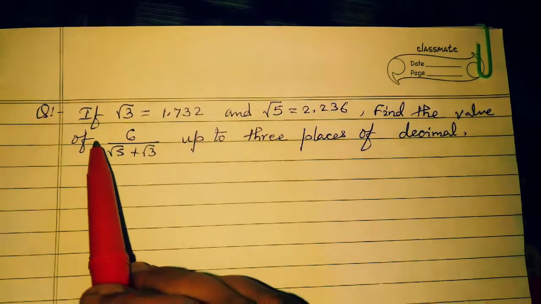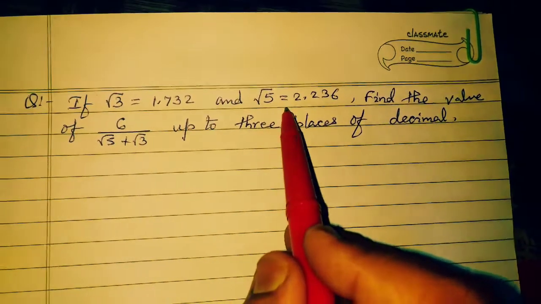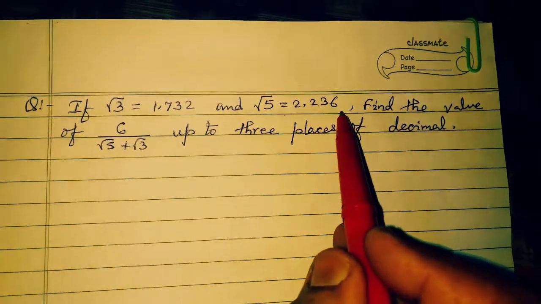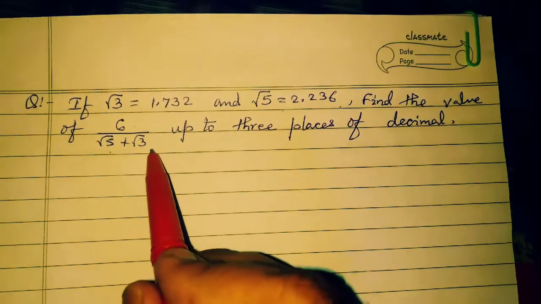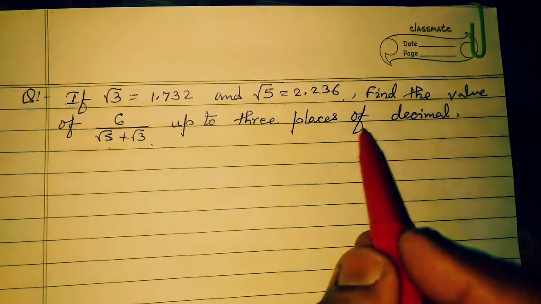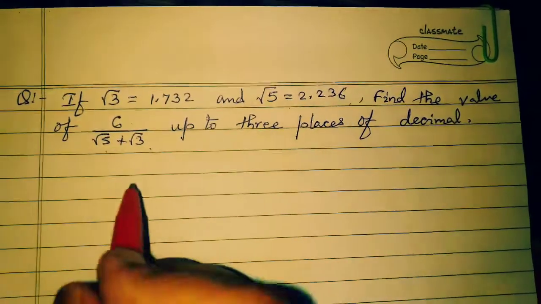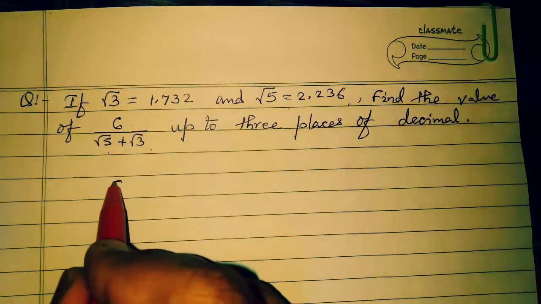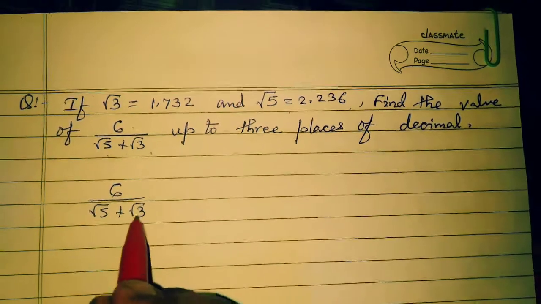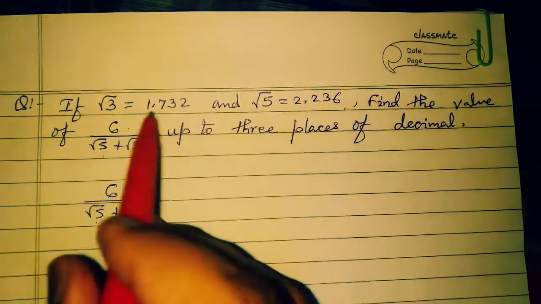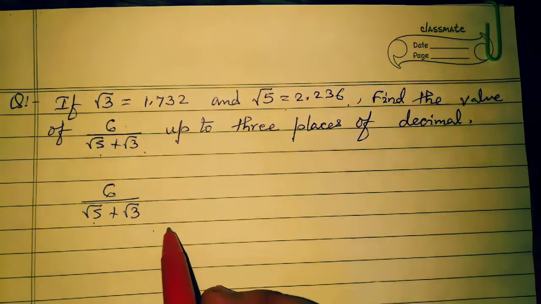In this question it is given that root 3's value is 1.732 and root 5's value is 2.236. And it is given to find out the value of 6 by root 5 plus root 3 up to 3 decimal places, or 3 places of decimals. Now student, the question is to find out 6 by root 5 plus root 3. So by seeing that root 5 value is given and root 3's value is given, he thought he would directly put the value of root 5 and root 3 so that he'd get the answer.